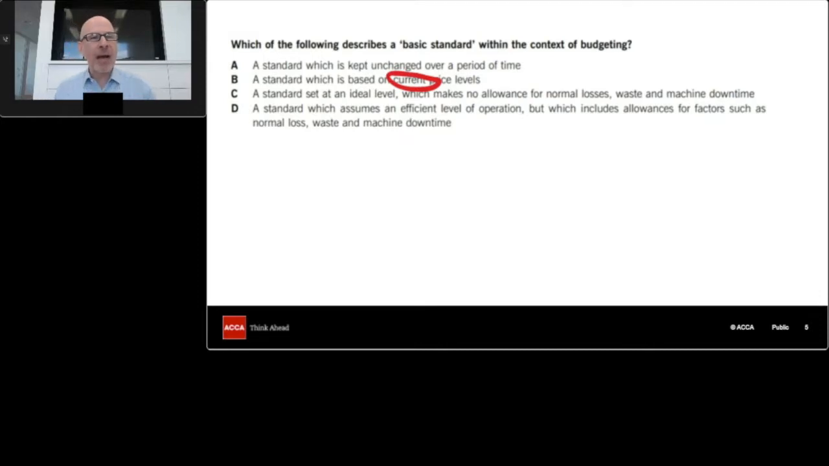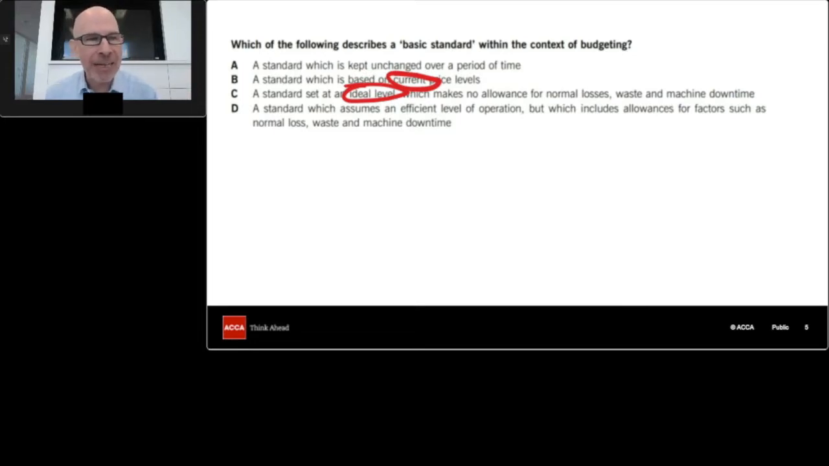Current standard is the standard that is based on our current prices and the current ability of the workforce. So B ain't correct, guys. How about C? Ideal standards. No, that would be the standard if we were a basketball team and we used Michael Jordan's statistics as the standard for all other team members. Well, guys, that's unachievable. That is not a basic standard.